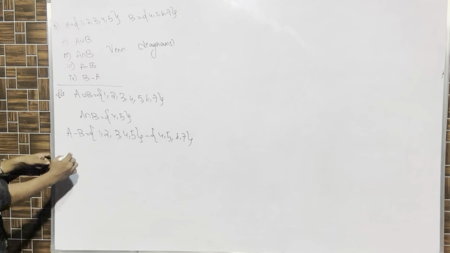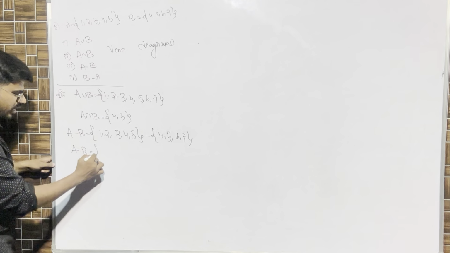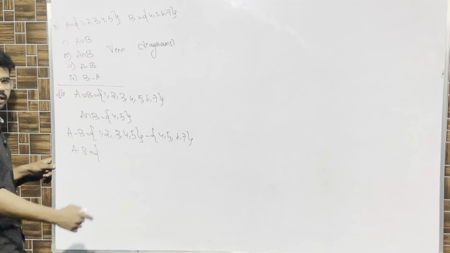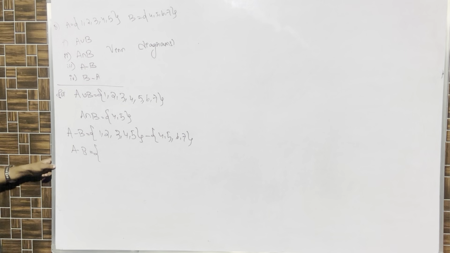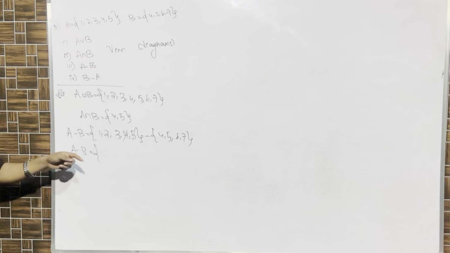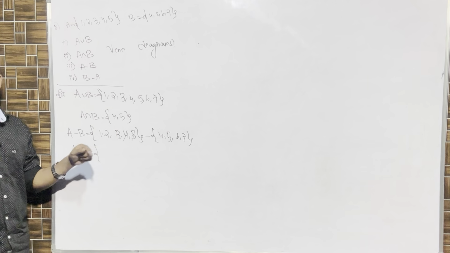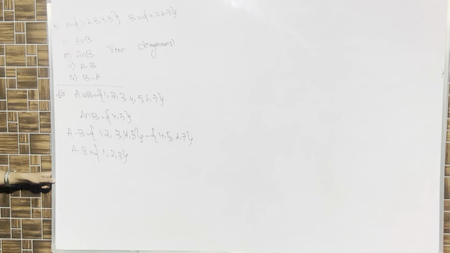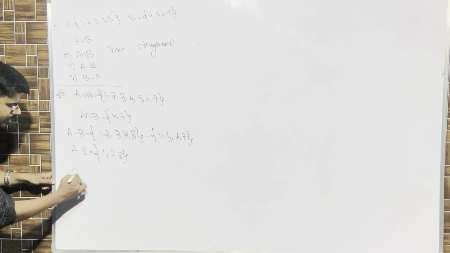In A minus B, what you have to do is cancel out the common terms from the first set. 4 and 5 are there. Cancel them out and write the terms which remain in the first set, which is 1, 2, 3. That's all. You need not bother about the second set. That's A minus B.